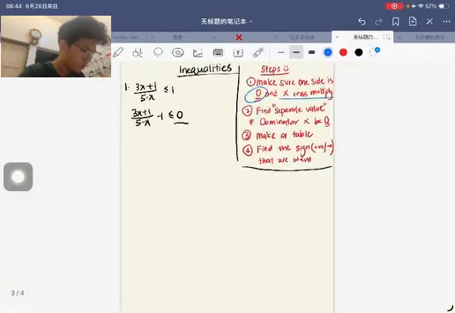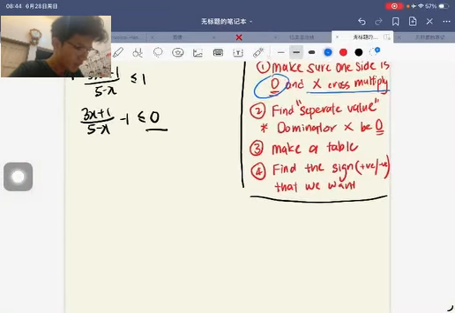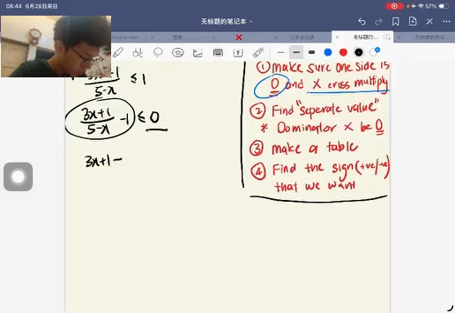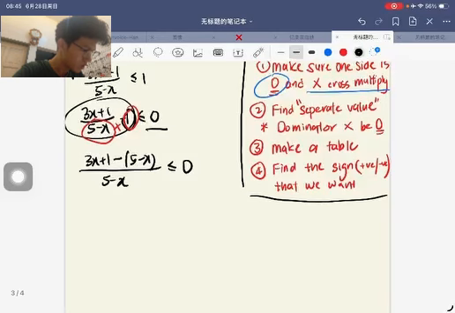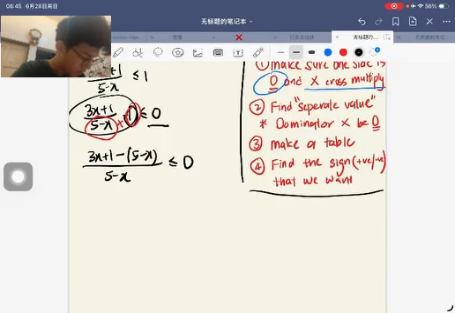So come back to the question. So we just move on. Now you need to combine these two and become one algebraic expression. So how to do? You need to multiply this with the denominator. So it will become 5 minus x over 5 minus x is less than or equal to 0. Okay, so now you just do this simple calculation.